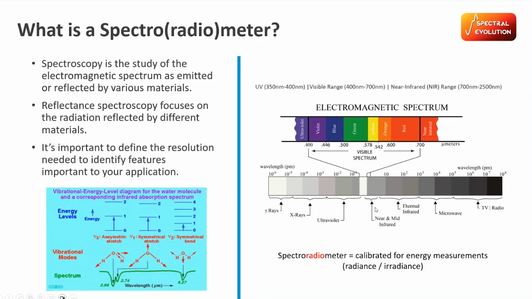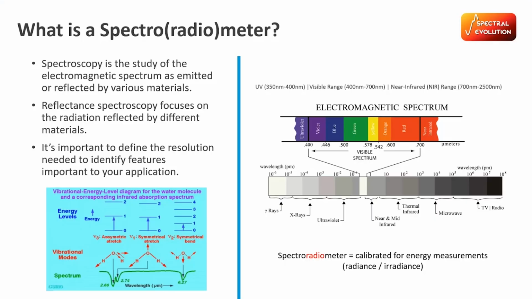So what is a spectroradiometer? And what is spectroscopy? Spectroscopy is the study of the electromagnetic spectrum as emitted or reflected by various materials. The electromagnetic spectrum is a representation of electromagnetic radiation, and they're defined by their wavelength. A reflectance measurement directly relates to the material's chemical structure and bonds.